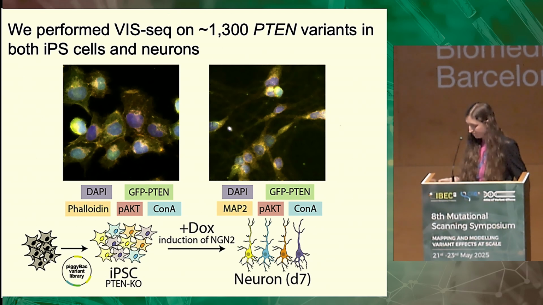The assays that we performed were both in iPS cells and also in NGN2 neurons. So we took iPS PTEN knockout cells, put in our variant library using piggyBac, and then did the assay in that cell type, as well as using dox to induce NGN2 neurons, and then performing VIS-seq in neurons as well.